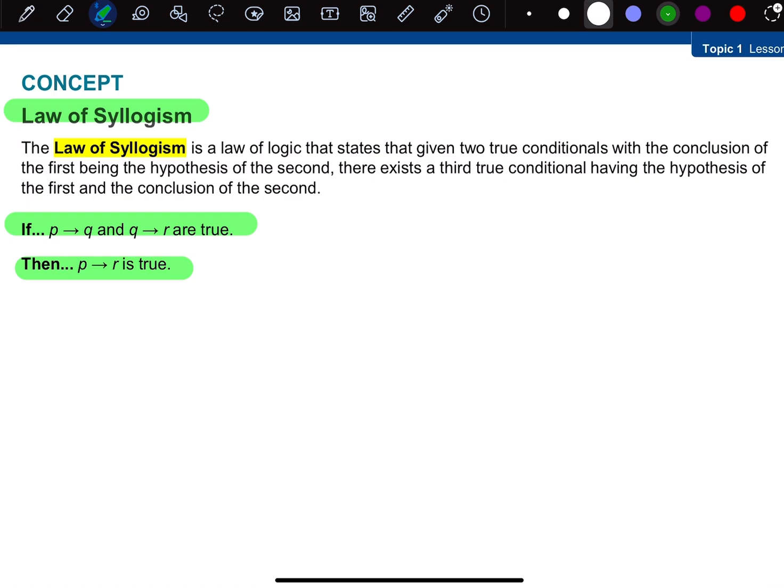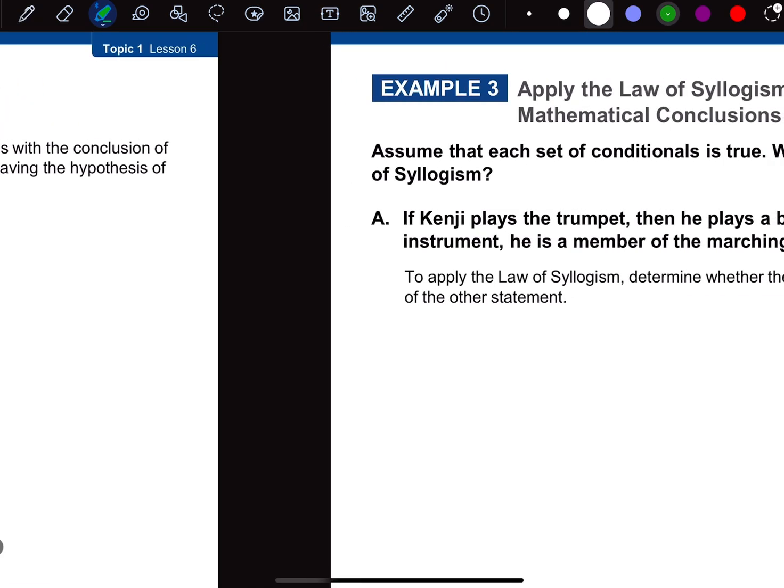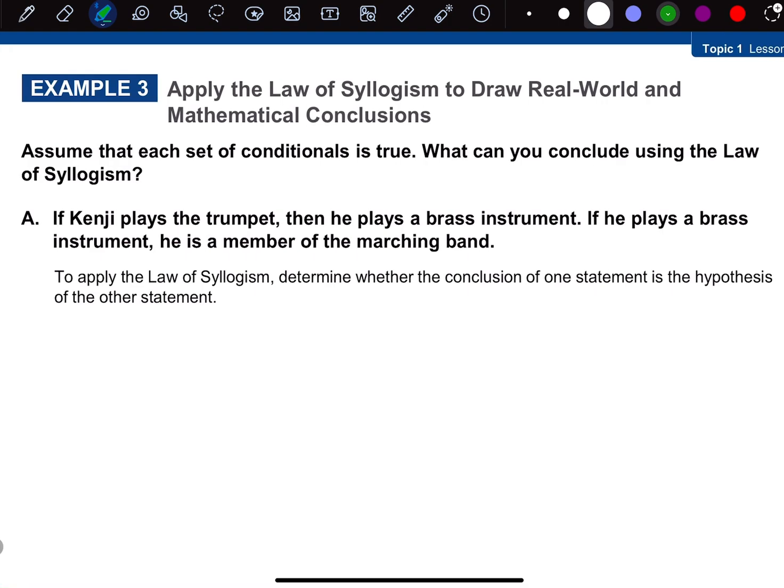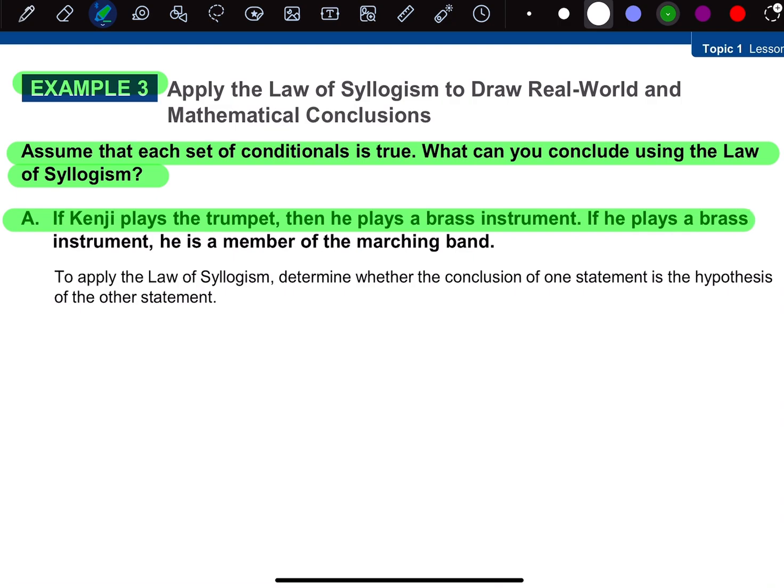Okay, so let's jump into example 3. This is not in your notes, and I would like you to write down example 3. Assume that each set of conditionals is true. What can you conclude using the law of syllogism? You are writing down A. Everything that is highlighted, I would like you to write in your notes. You may pause the video now so that you stay on time with what I am doing.